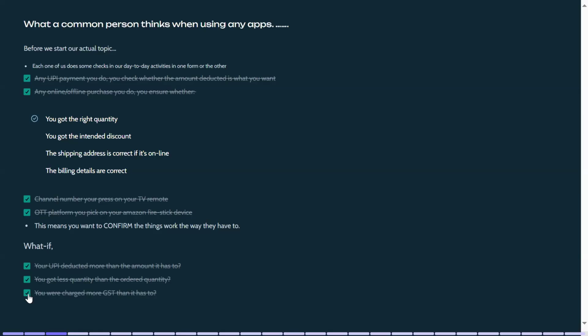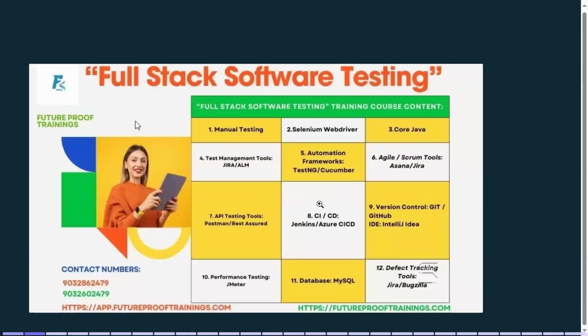Okay, are you clear, guys? Yeah. Yes, Ram.